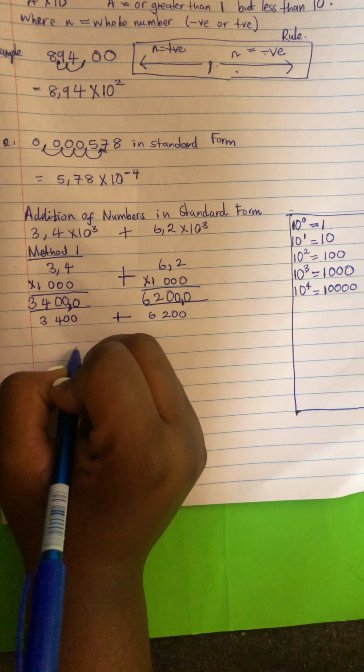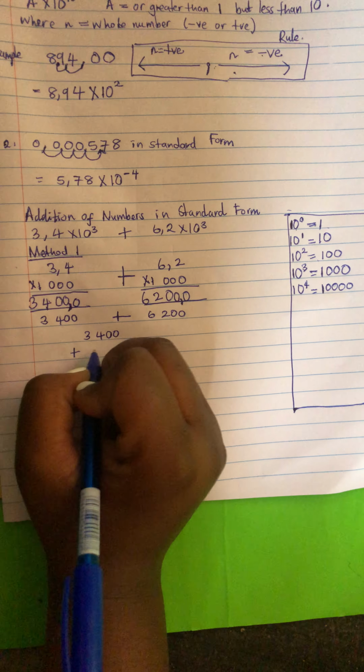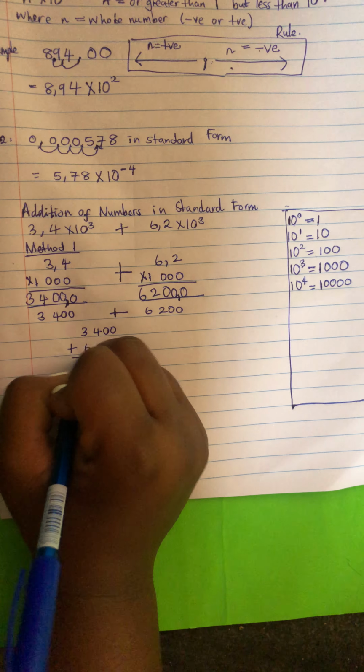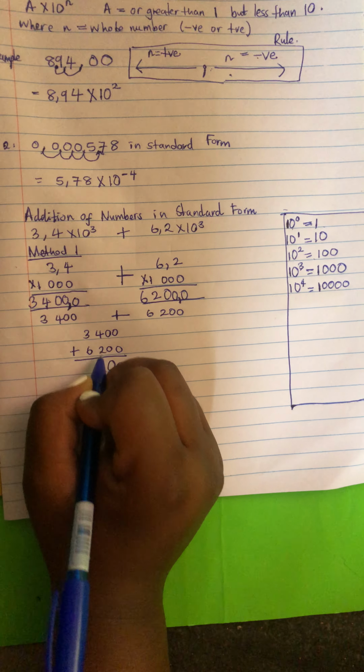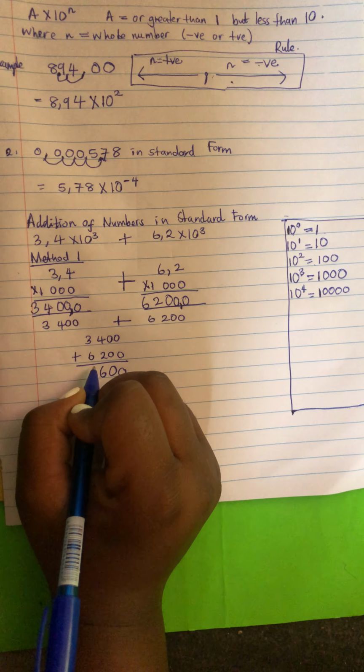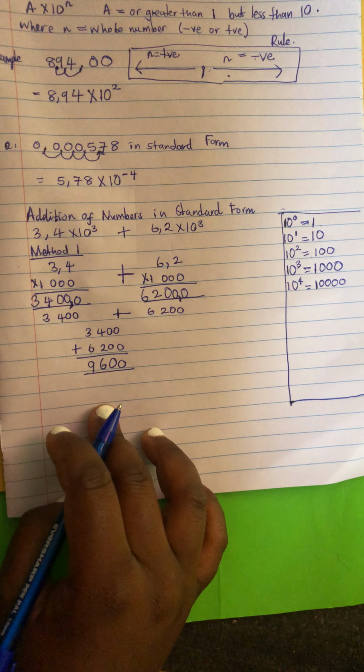Now we add in this form. So we say 3,400 plus 6,200. 0 plus 0, 0. 0 plus 0, 0. 4 plus 2, 6. 3 plus 6, 9. So now that's 9,600.